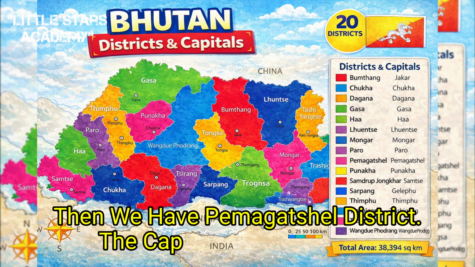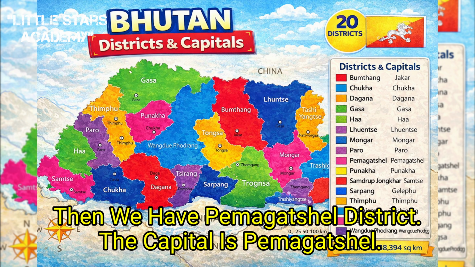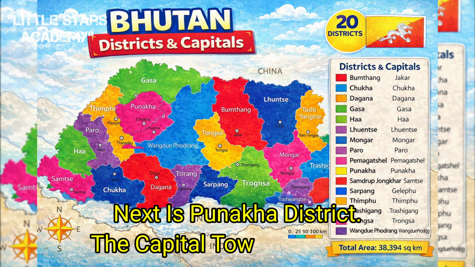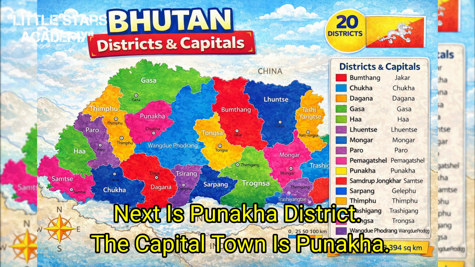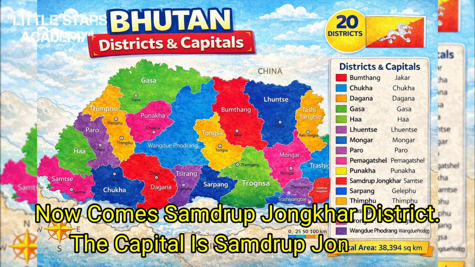Then we have Pemagatchal district. The capital is Pemagatchal. Next is Punakha district. The capital town is Punakha. Now comes Sandrug Dzongkhag district. The capital is Sandrug Dzongkhag.